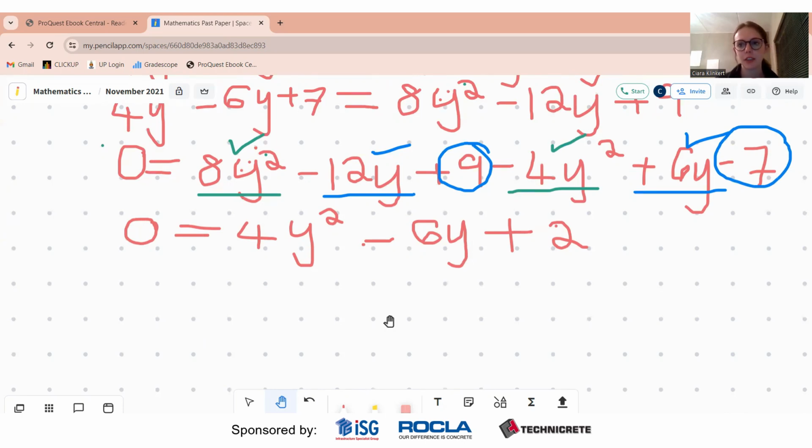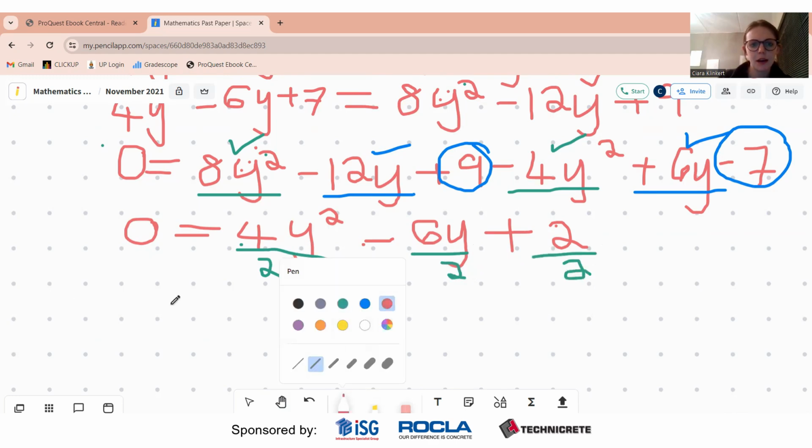But before I start factorizing, I see that I've got my y squared term with a coefficient, and that is quite annoying to factorize. So if possible, see if you can divide out by that coefficient or a factor of that coefficient. I can actually see that the coefficients of all my terms are even. So I can divide out by 2, just to make my life a little bit easier when I need to factorize. You don't have to do this step, but it will make the factorization a lot easier.